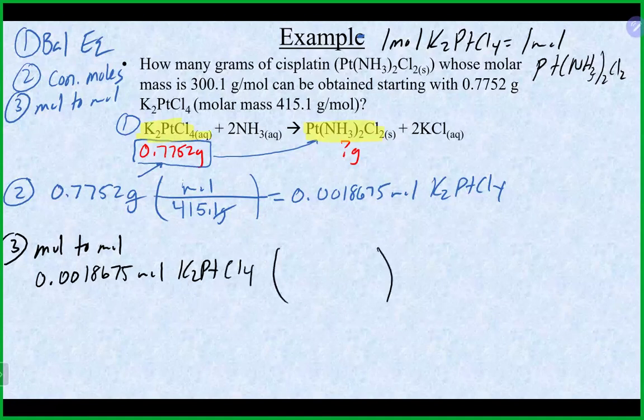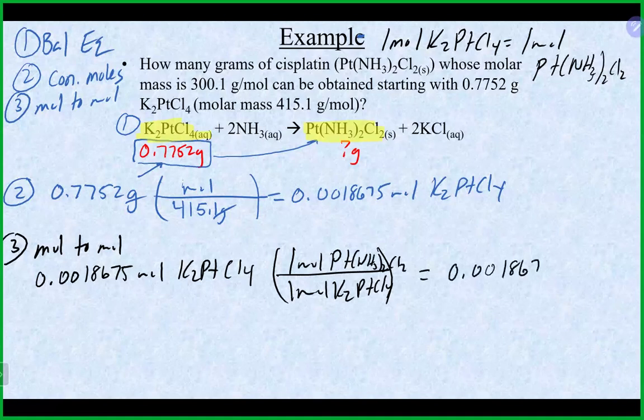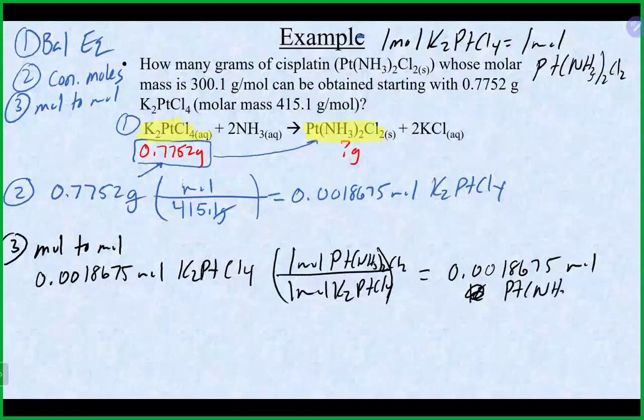Again, opposites canceling, so we'll go with 1 mole of this on the bottom here and 1 mole of our product up on top. I think I could do that math there. So 1-to-1, 0.001865 moles of PtNH3 2Cl2. At that point, we do need to do step number 4 since we are looking for grams.